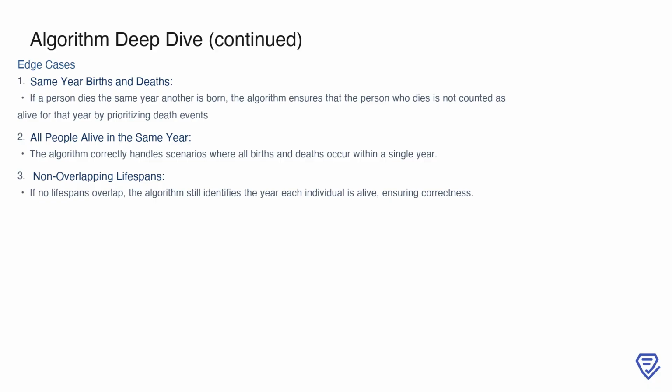The algorithm correctly identifies this peak by processing events in order. Finally, in cases where no lifespans overlap, each person is alive during distinct years. The algorithm still handles this correctly, as each birth and death event is considered individually, ensuring the result is accurate regardless of the input structure.